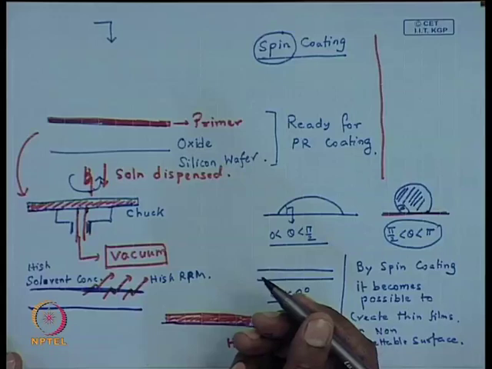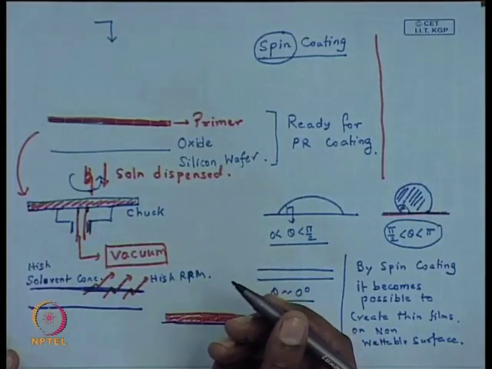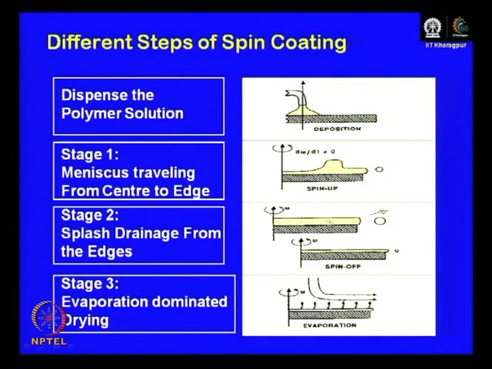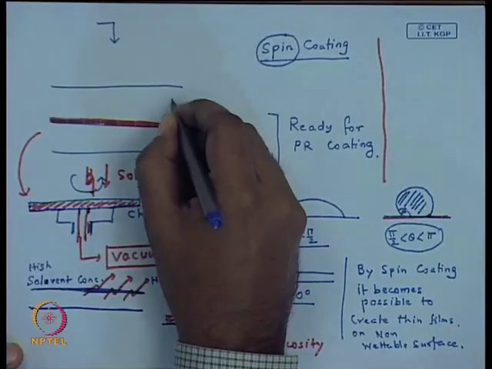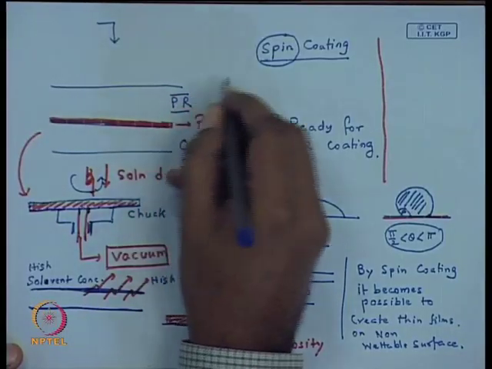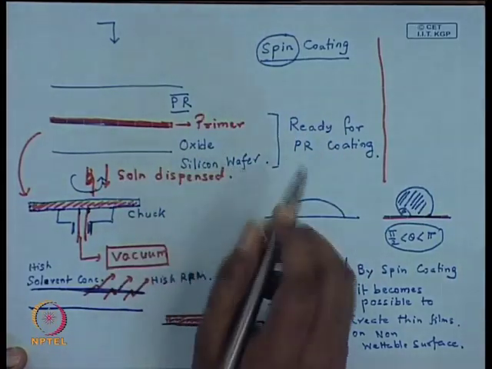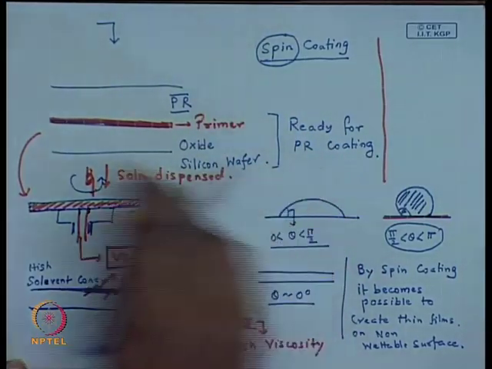So, you dispense the dilute photoresist solution or the dilute polymer solution, turn on the rotation, and due to the rotation the meniscus then travels, then you have a continuous film of the solvent rich polymer. The solvent eventually evaporates away, leaving behind a thin polymer layer. And so, this is how in the context of photolithography you get a continuous smooth and pretty thin photoresist layer on top of a primed oxide coated silicon wafer.